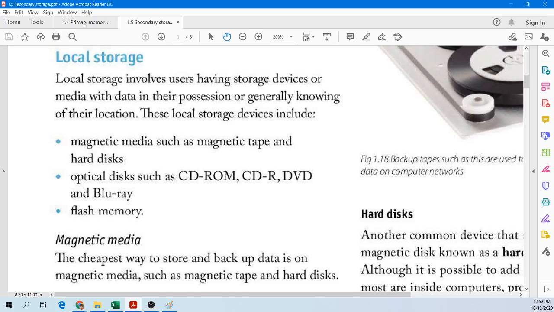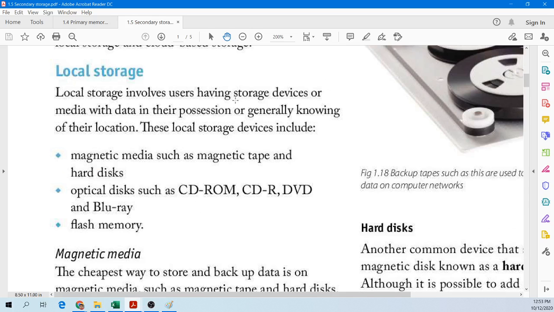Good, you can pause there. So local storage is, as I mentioned, data that is nearby. So it can be data that is in your possession, so you physically have that data on you, or you generally know where the location is, either somewhere in your room or some other room or somewhere. You know the location.